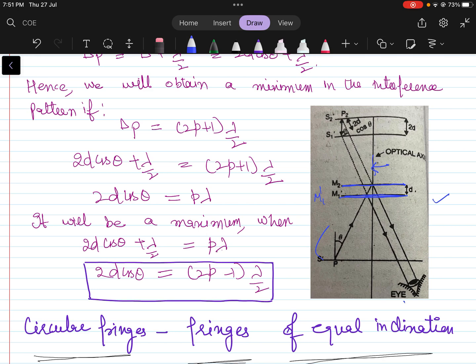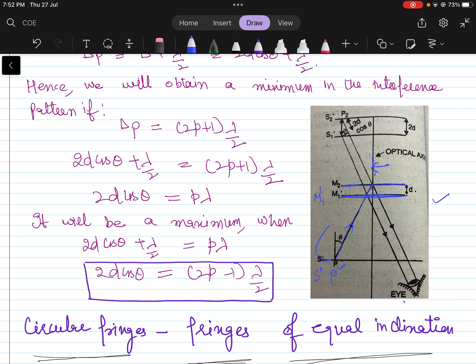Also the source is replaced by a source S dash in the same mirror, that is M2. Now P is any point, this is the point P, any point on the source image S dash, and a ray of light is inclined to the optical axis, making an angle theta on the mirrors M1 dash and M2.